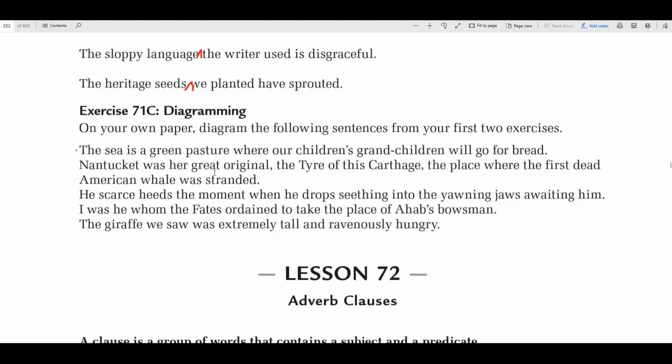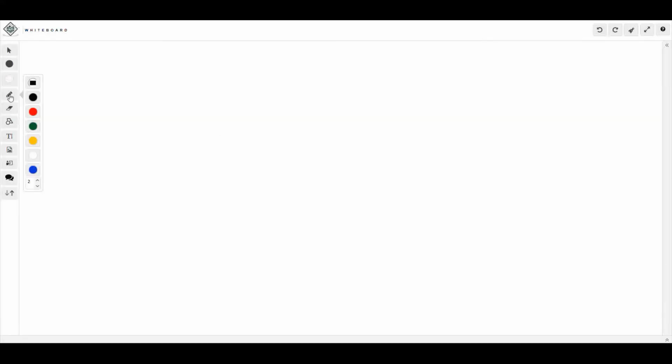The sea is a green pasture. All right, so let me... I know when I do these with y'all, it really makes this a very long lesson, and you can use it to your heart's content. Fast forward, rewind, whatever you want to do. It doesn't matter to me.